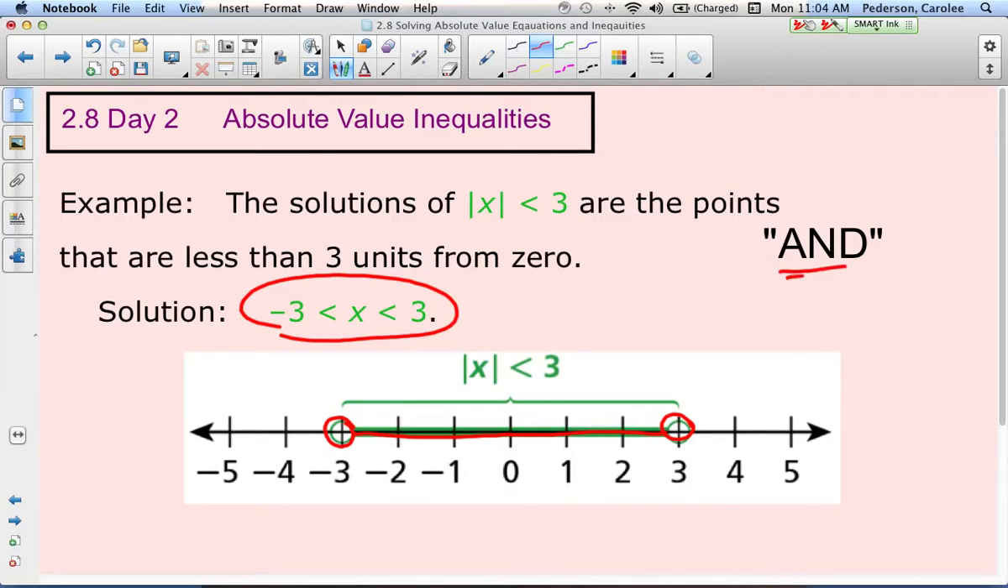This is the word and. Remember, you can have x greater than -3 and x is less than 3. That's a conjunction absolute value inequality.